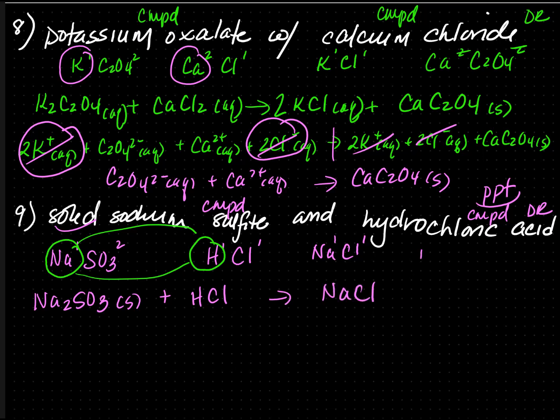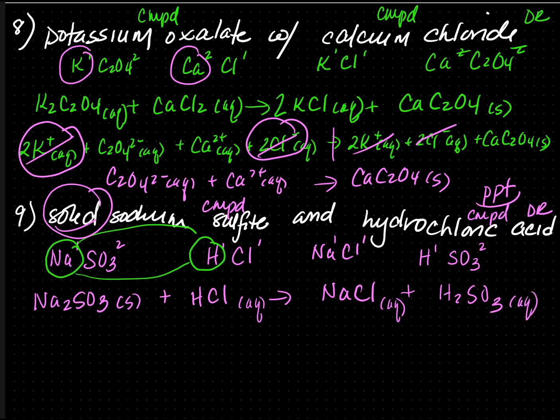So hydrogen will combine with sulfite, which is SO3 2-, crisscross. So this is H2SO3. We know that sodium sulfite is a solid because it was given as a solid. Hydrochloric acid is a strong acid, so that's aq. Anything with group 1 is soluble except for hydrogen. H2SO3 is a weak acid, but it's still aqueous.